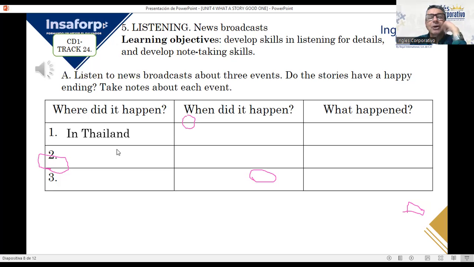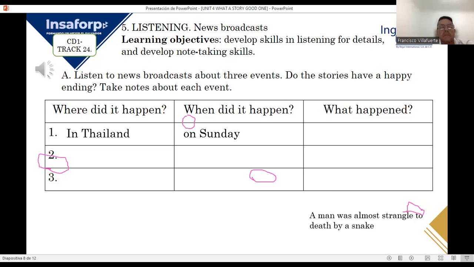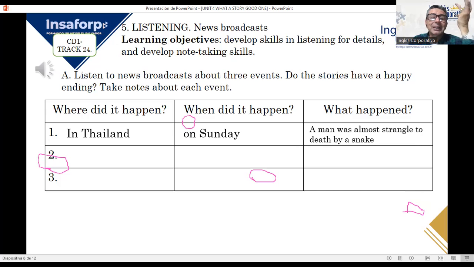Okay, so it happened in Thailand. When did it happen? Sunday. Okay, so it happened on Sunday. What's happened? The snake strangled him. Yes, and almost to death. This story happened in Thailand on Sunday, and the snake almost strangled the guy.